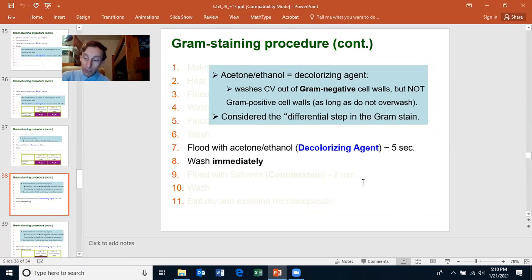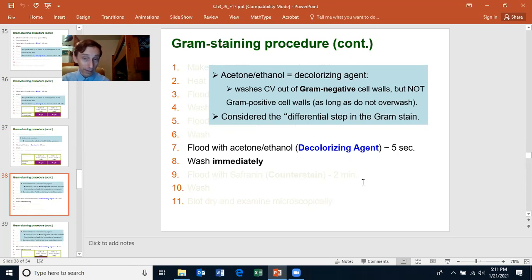The best way to do it is to hold up the slide, add the decolorizing agent, and when the decolorizing agent stops, the color stops running on the slide, that's when you stop adding the decolorizing agent. And it's about 5 seconds. It's considered the differential step in the gram stain because at this point the gram-negative cells will be clear and the gram-positive cells will be purple.